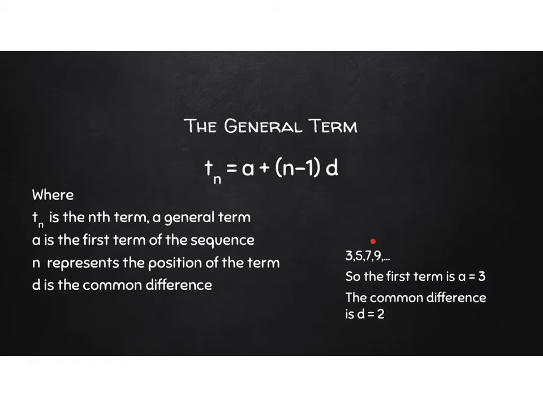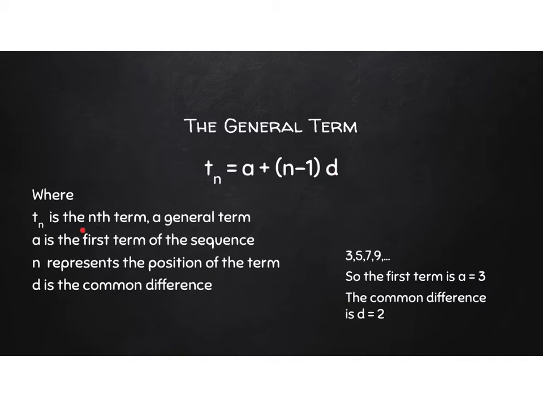So looking at the sequence here, 3, 5, 7, 9, it starts at 3 and goes up by 2s. We will call the first term A, and we'll say it's 3. And the common difference is 2, so we call that D. If those things are true, where the first term is A and the common difference is D, then we have a general term. So if we can figure out any term, say the nth term, by taking the first term and adding n minus 1 differences.